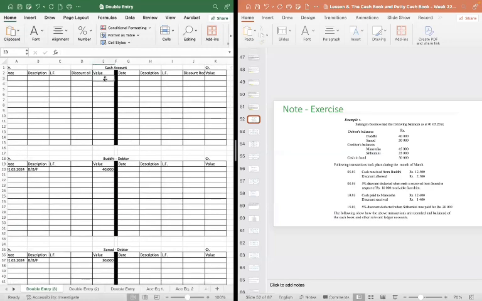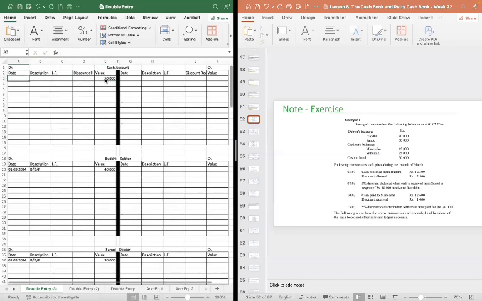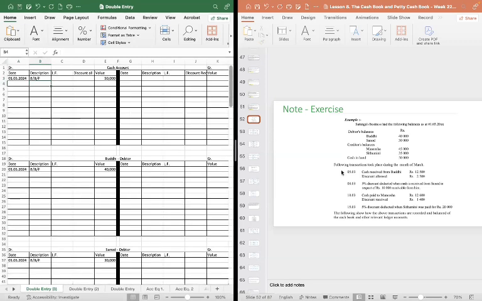Now, cash is an asset to the business. Usually, cash will ideally have a debit balance. Balance go forward. Okay. Now let's go for the transactions. Okay. Following transactions took place. Now, this is how we do this.